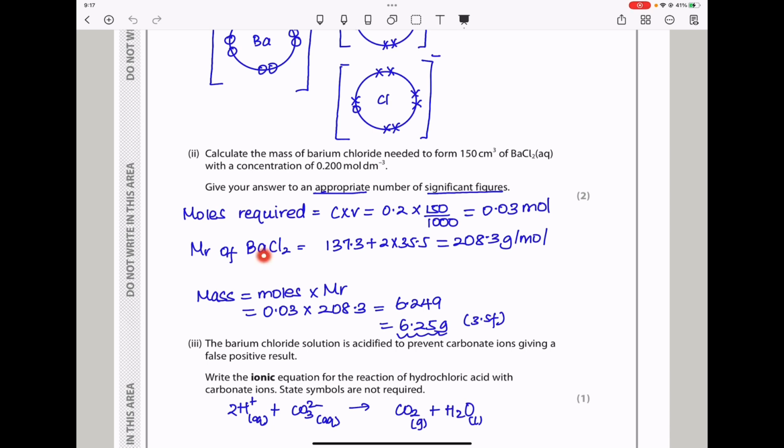Now the Mr of barium chloride is also using your periodic table. Barium is that, and then the 2 chloride is going to be that. Adding everything up, I got this as the molar mass of the compound. Now the mass is going to be the number of moles times the molar mass, and it gave me 6.249. Rounding it off to 3 significant figures, I got 6.25 grams.